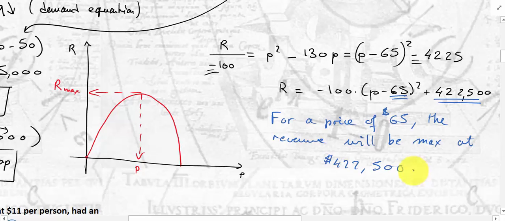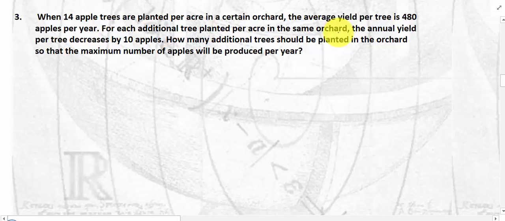All right, let's move on to the second problem. Okay, so this is a typical problem of tree growing on an acre. When you have 14 apple trees per acre of a certain orchard, the average yield per tree is 480 apples each year. Okay, so this is what's going on here.